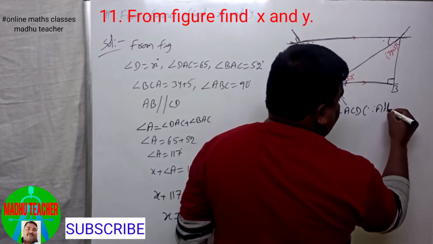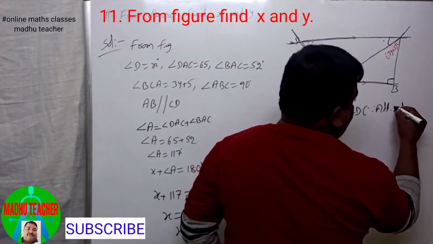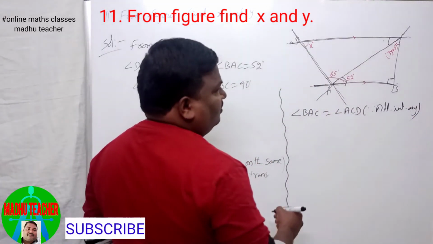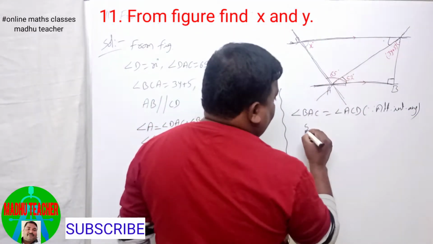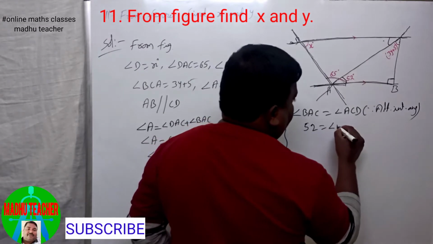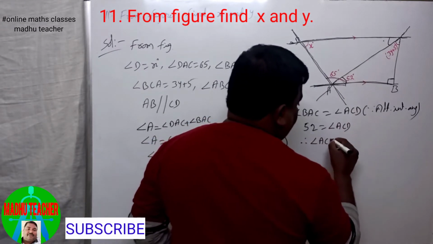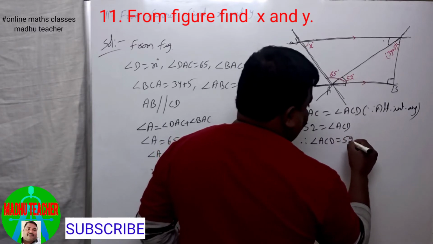Alternate interior angles. Therefore, angle BAC equal to 52 degrees equals angle ACD. That means angle ACD equal to 52 degrees.